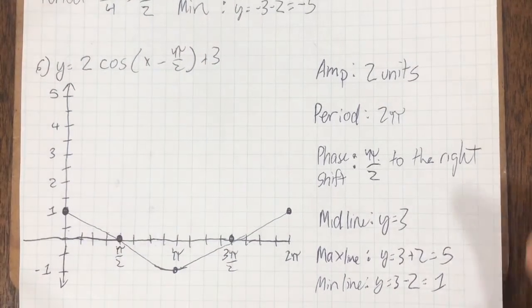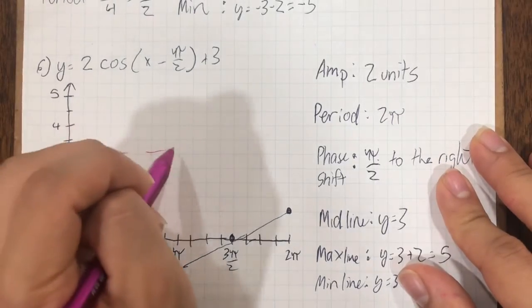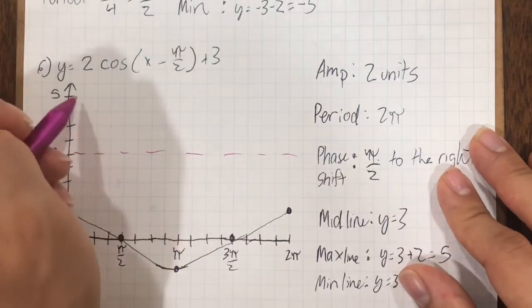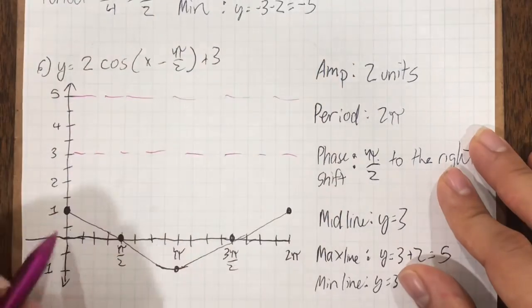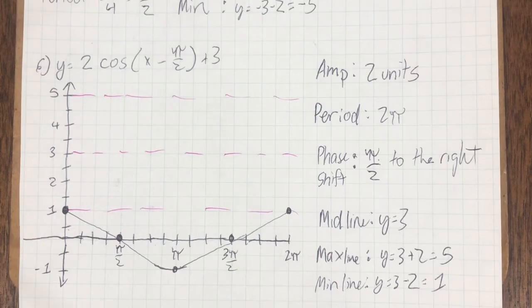So let me go ahead and put all the lines: the midline, max line, and min line. I'll have all of these 3 lines. So now I can go ahead and try to graph my new function.